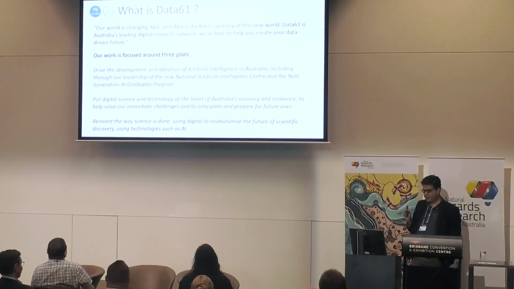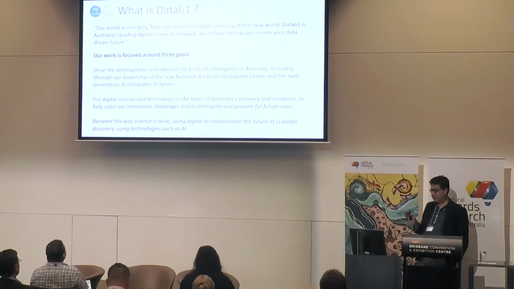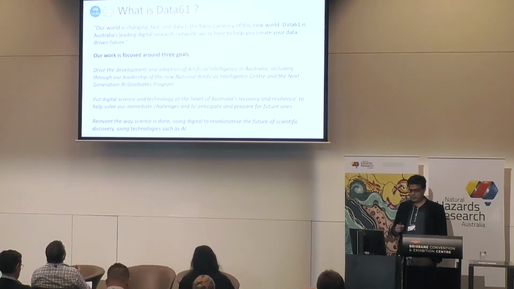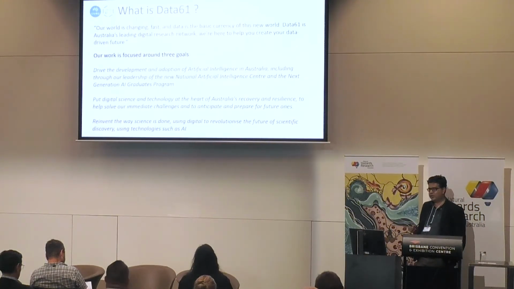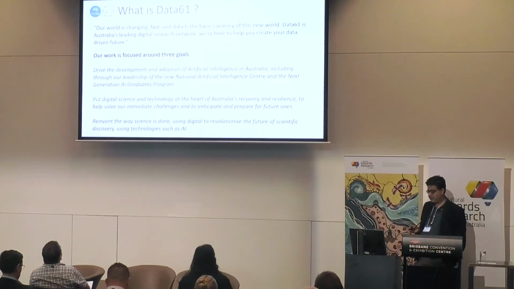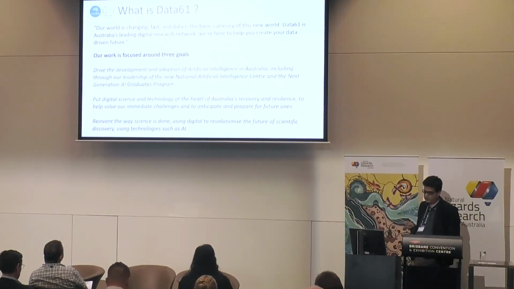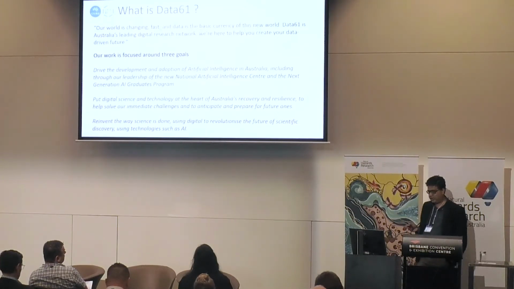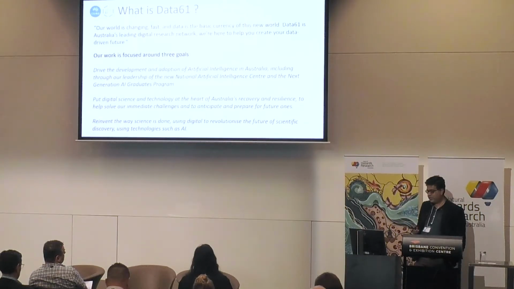So it says that we are all about data, and we think about data as currency. So that's both observed data as well as model data. And we see ourselves as a digital research network, working with partners and stakeholders to improve the way Australia does things using digital capability. And our work is focused on around three goals. Okay, so driving the development and adoption of artificial intelligence in Australia.